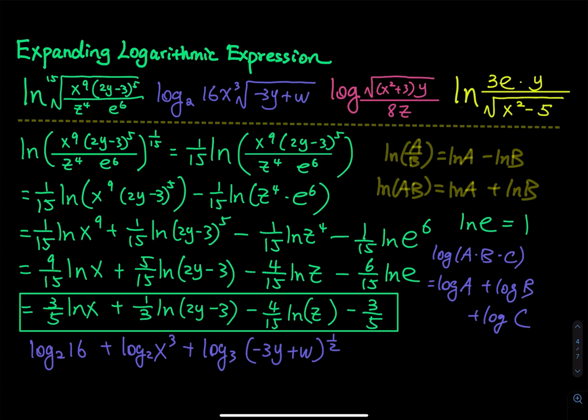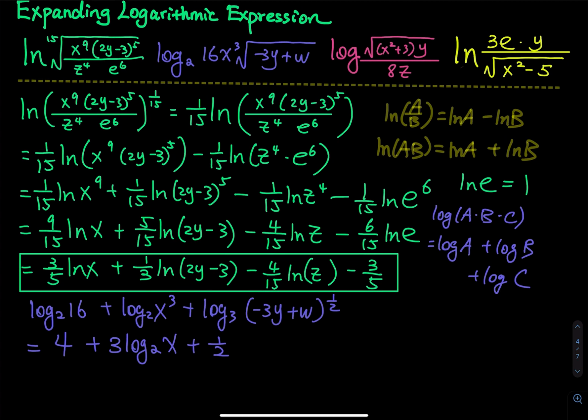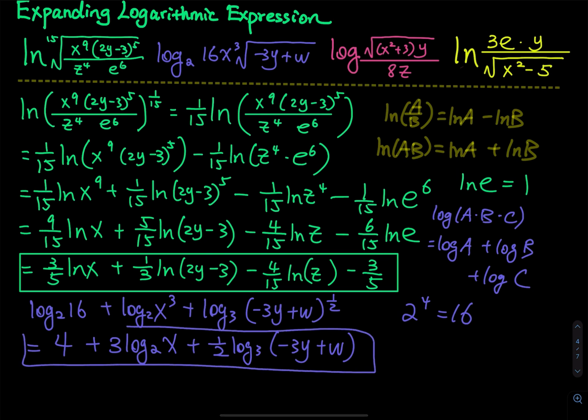And then 2 to the what power is equal to 16? The answer is 2 to the 4th power is equal to 16. And then for this one, you bring the 3 down to the front, and then log base 2 of x. And the very last step, you bring the 1/2 to the front, and then you have log base 3 of negative 3y, or minus 3y plus w. And then that's it. So this one is 2 to the 4th power equals 16, just for your side note. And then box my final answer.